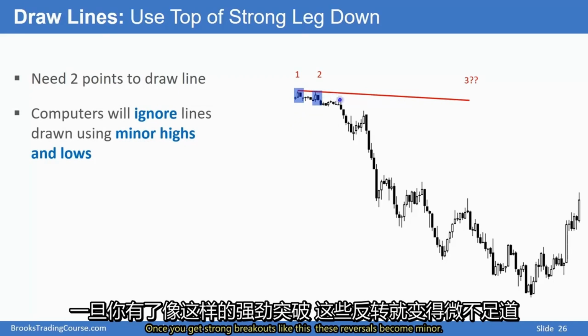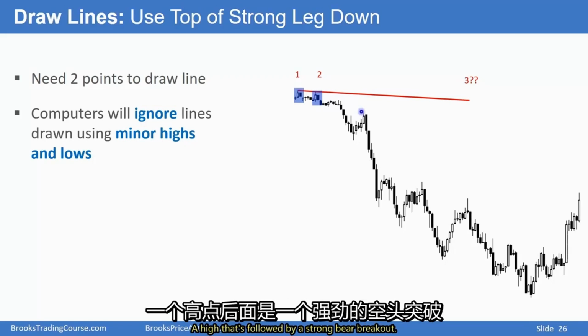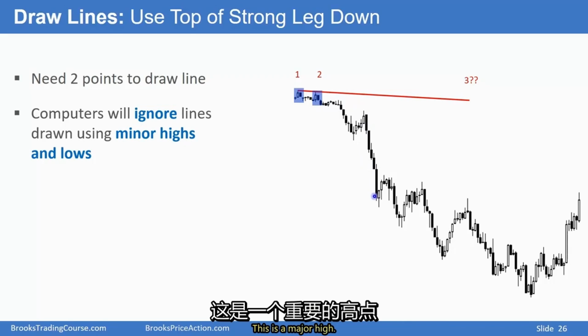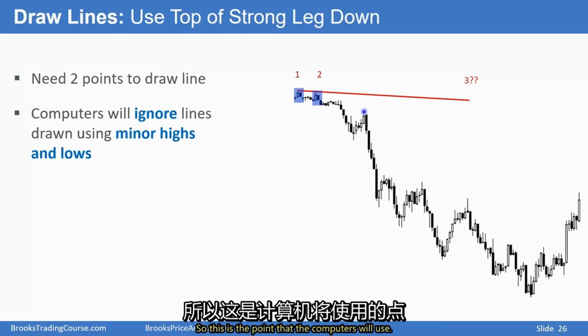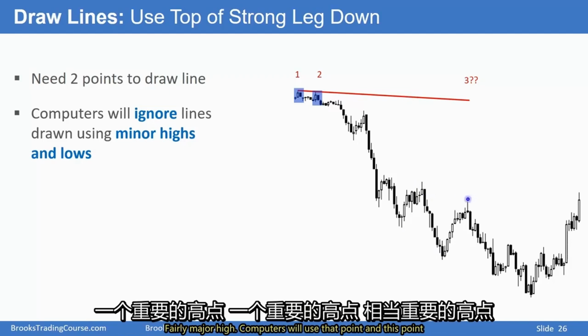Once you get strong breakouts like this, these reversals become minor, and computers pay attention to major highs, a high that's followed by a strong bear breakout. This is a major high. So this is the point that the computers will use. A reversal down, very strong bear breakout to a new low, a major high, fairly major high.